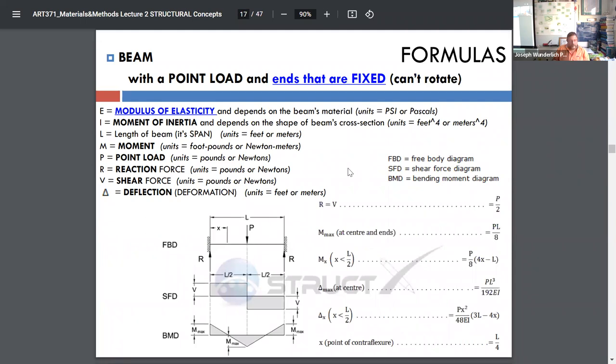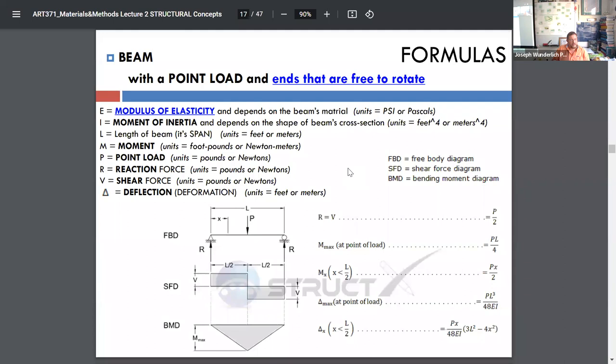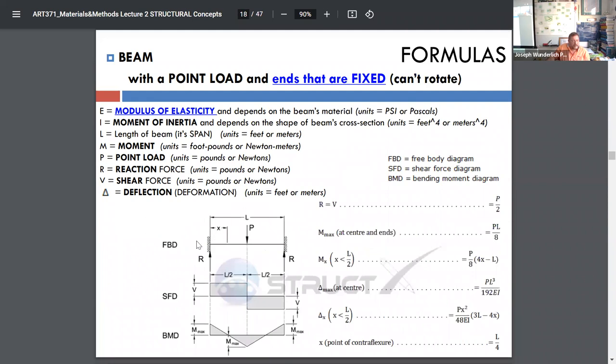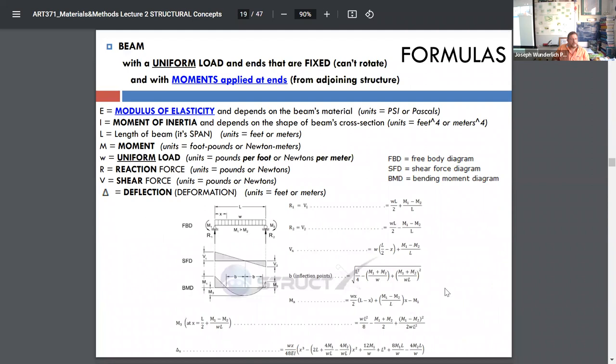And this is point load. So the last one was point load with ends that are free to rotate. So it's free to rotate, and then fixed. And you know how those calculations look. Again, I'm not going to go through all this stuff here. And then uniform load with ends that are fixed.